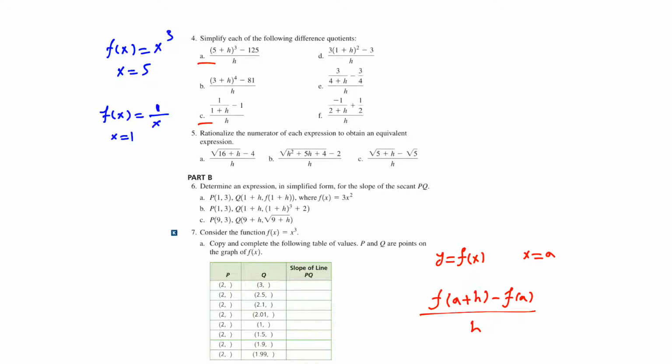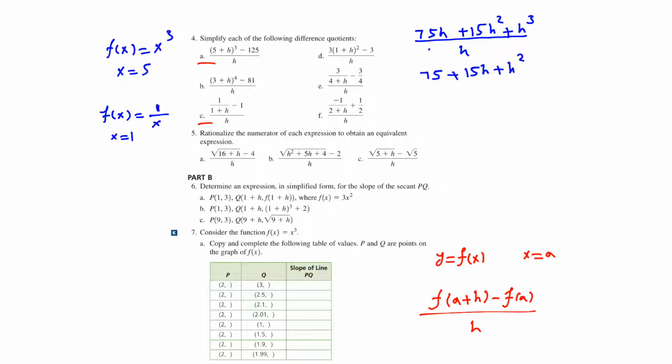(5 + h)^3 is 125 + 75h + 15h^2 + h^3. If you subtract 125, the 125s get cancelled, and divided by h, it can be reduced to 75 + 15h + h^2.